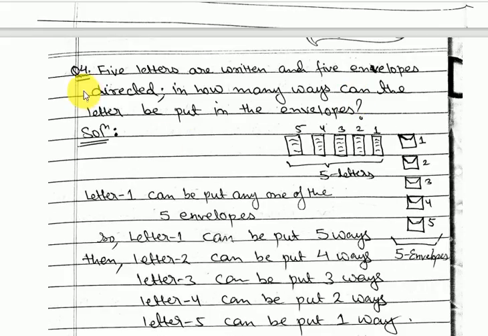Question number 4. 5 letters are written and 5 envelopes directed. In how many ways can the letters be put in the envelopes? So 5 letters are there and 5 envelopes are there. In how many ways can you put the letters in those envelopes?